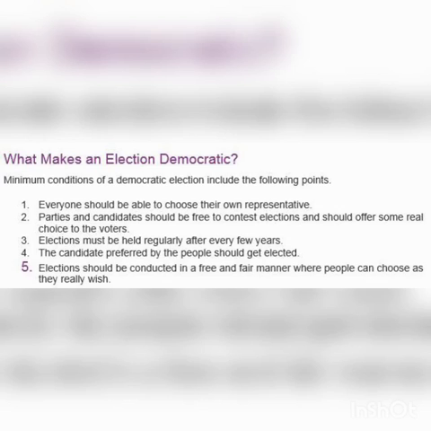What makes an election democratic? Minimum conditions of a democratic election include the following points. Number 1, everyone should be able to choose their own representatives. Parties and candidates should be free to contest elections and should offer some real choice to the voters. Elections must be held regularly after every few years. The candidate preferred by the people should get elected. Elections should be conducted in a free and fair manner where people can choose as they really wish.